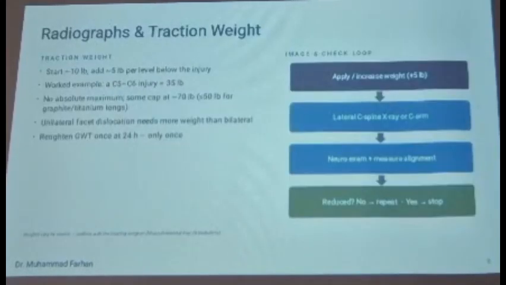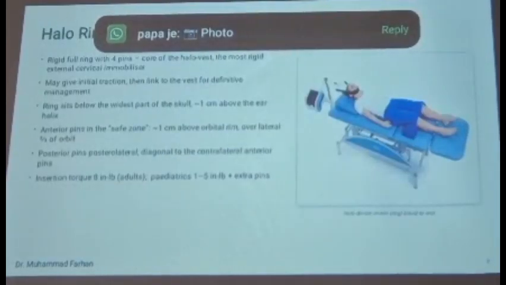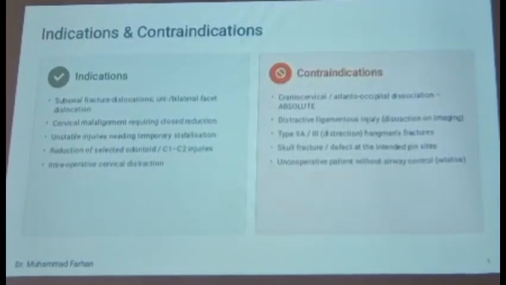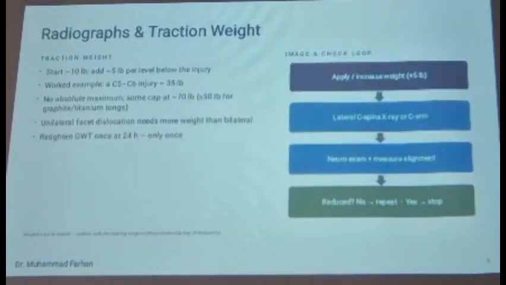So we should apply the 10 pounds weight, then further increase the weight after applying. After applying the increasing weight, we should do the lateral C-spine X-ray or C-arm, and when we have achieved satisfactory alignment by reviewing through the X-rays or C-arm X-rays, then we should stop increasing the weight. And when there is neurological deterioration, we should also not increase the weight.